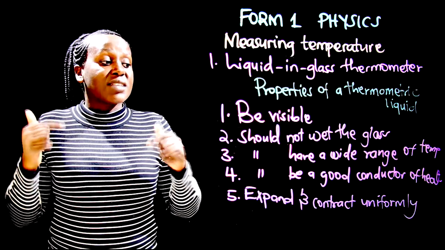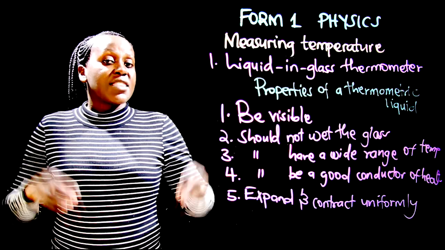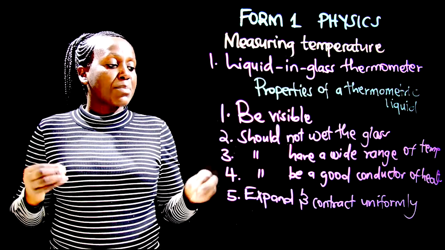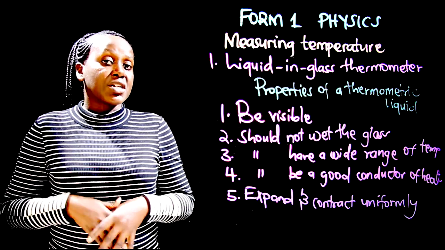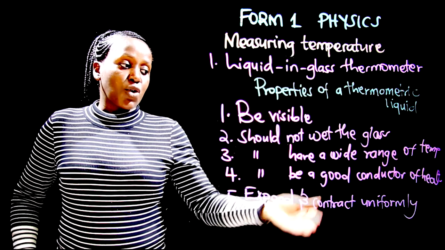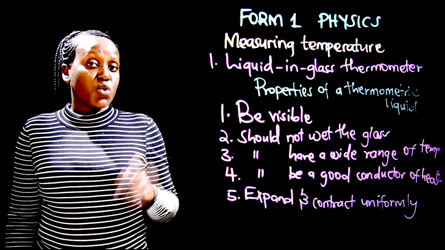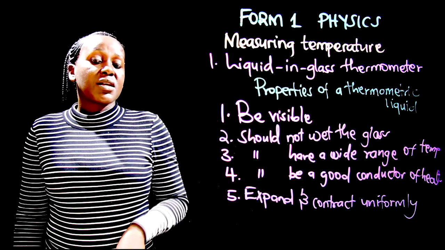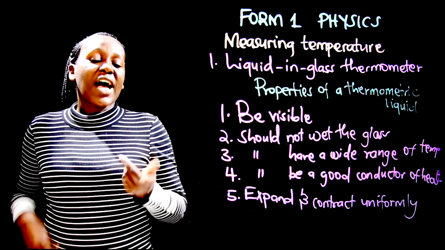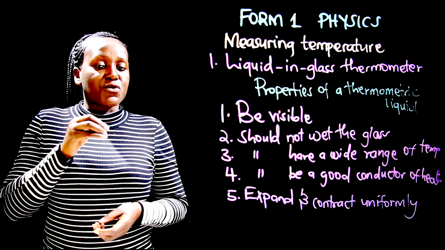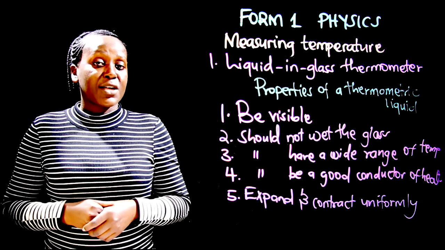Another thing is that water is a poor conductor of heat. Okay, so that's another disqualification for water. Then water behaves, or rather expands and contracts, abnormally between 0 and 4 degrees Celsius. So it does not expand and contract uniformly. Can you imagine a case where you're using a thermometer that has water in it, and then you dip it in a substance that is at 4 degrees Celsius or at 3 degrees Celsius? When water gets to 4, instead of contracting, it expands. You see, you will take the wrong reading.